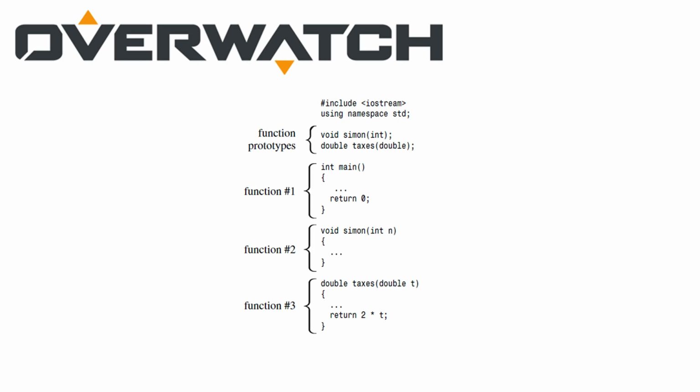Okay, so here's a second example of a prototype. The return type here is double. It means that that function, which is named taxes, returns a double. And it takes a single argument, which is of type double. Notice they don't give it a name here, although they give it a name now. They give a variable named t.